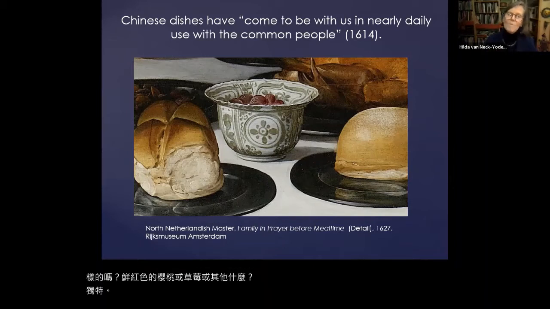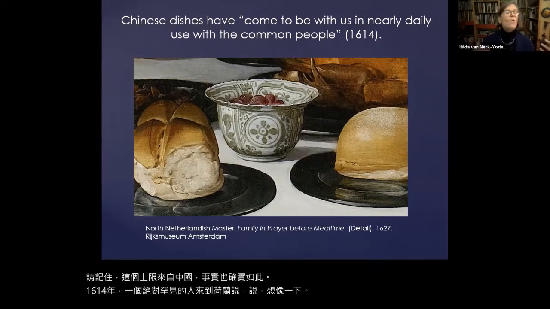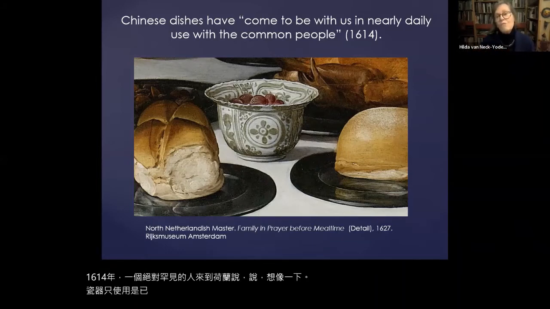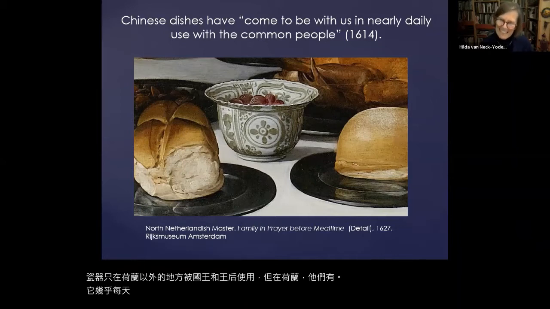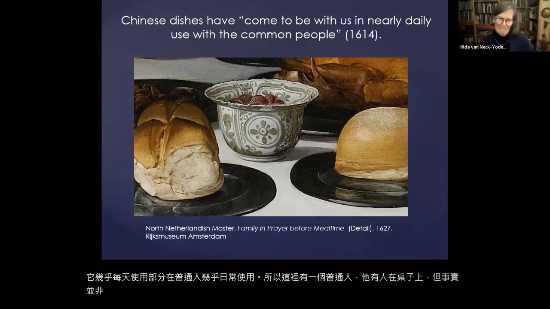Now remember, this cup comes from China, and so it is an absolute rarity. In 1614, somebody comes to Holland and says, imagine, porcelain is only known in the possession of kings and queens outside of Holland. But in Holland, porcelain is in nearly daily use with common people. So here you have one of those commoners who has porcelain on the table. But that's not all. Continue, please.